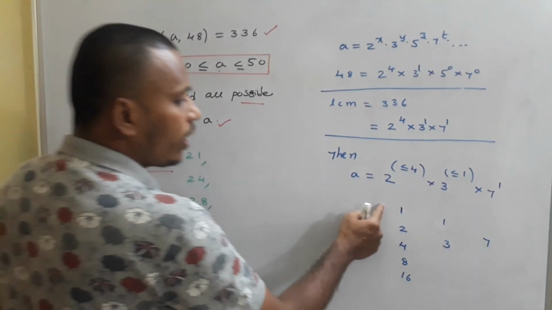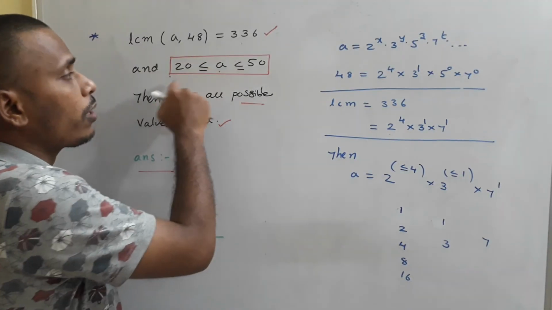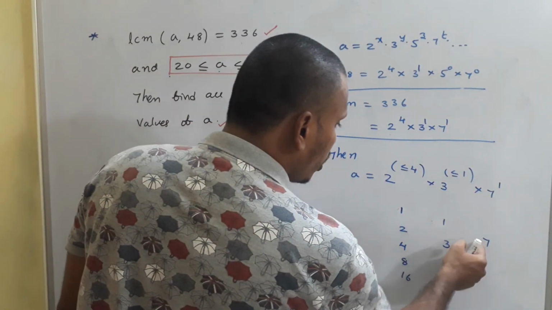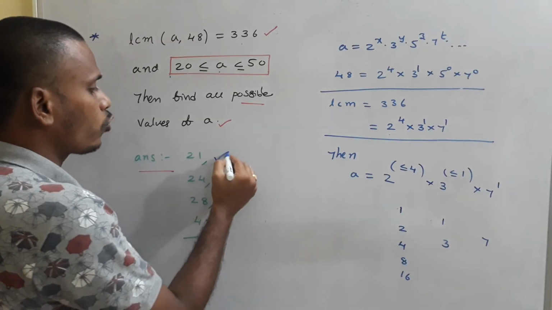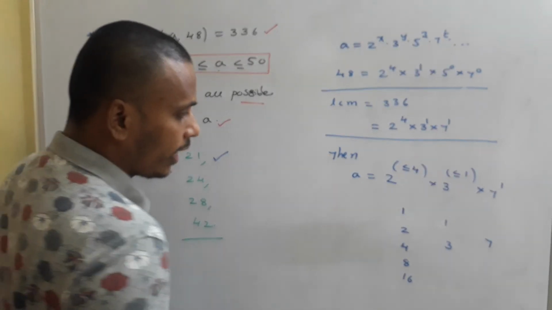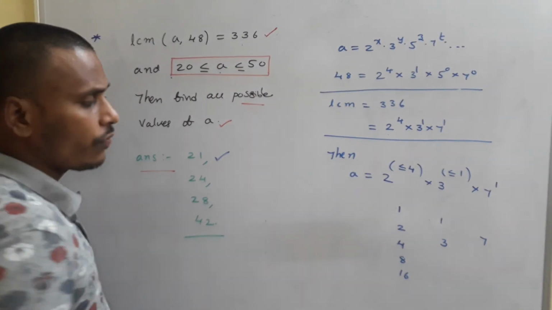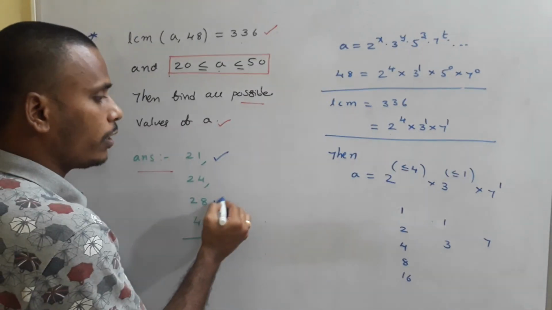See, 1 into 1 into 7. 7 is a possible value for A, but it is not in between 20 and 50. You just leave 7. Next, 1 into 3 into 7, 21. 21 is in between 20 and 50. So 21 is one of our answers. Next, 4 into 3 into 7. 4 3 is 12, 12 sevens is 84. So 84 is not in between them. 4 into 1 into 7, 28 is a possibility.